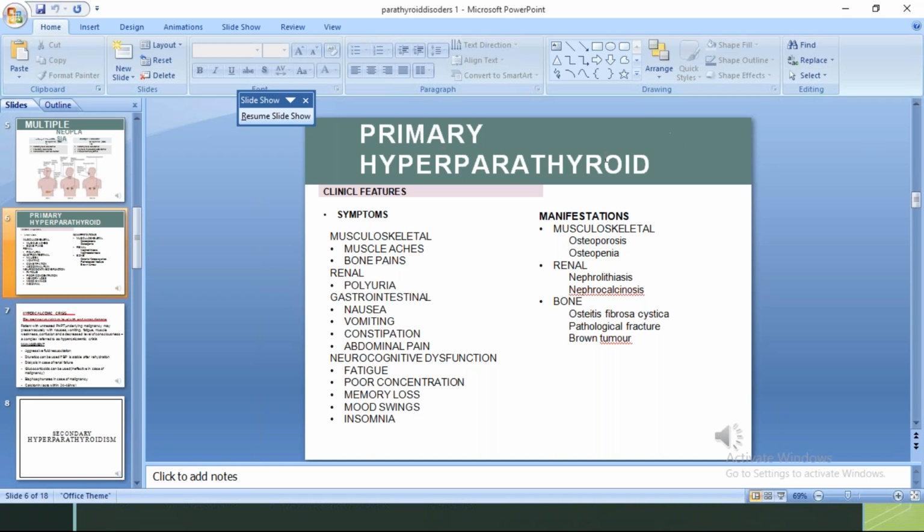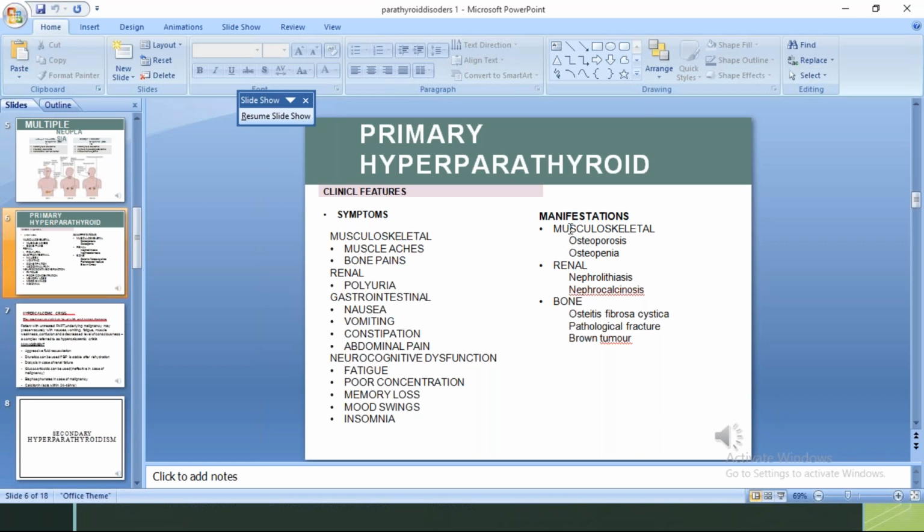So the most common symptoms of primary hyperparathyroidism include mostly fatigue. There will be musculoskeletal muscle aches or bone pains. Renal, there will be polyuria. Gastrointestinal symptoms include nausea, vomiting, and constipation. In severe cases, there will be psychosis or mood swings and poor concentration.